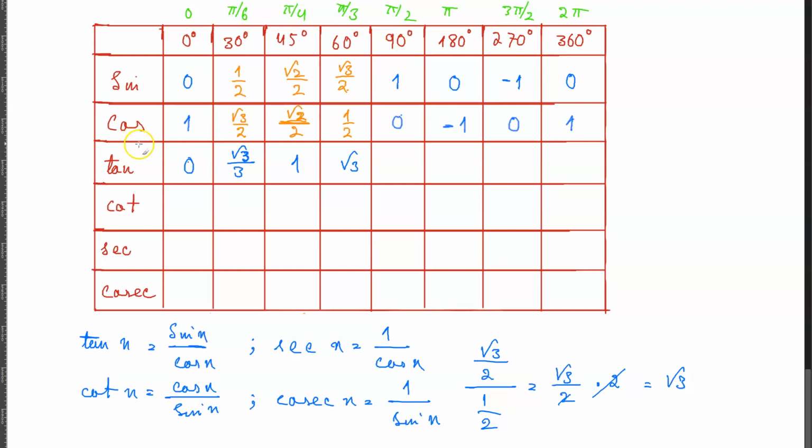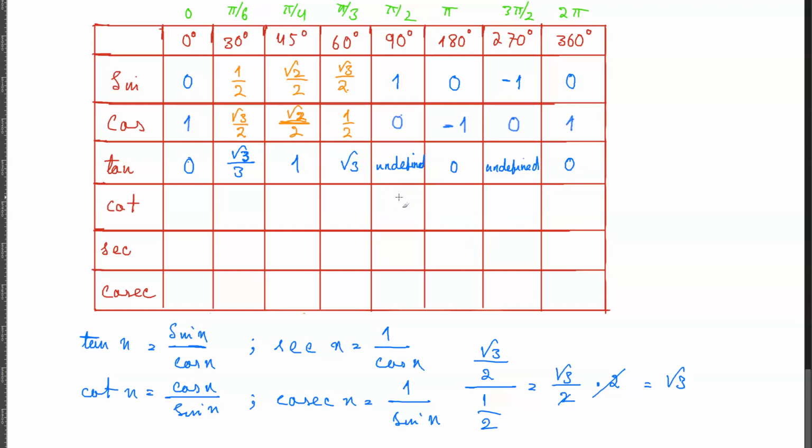Tan of 90 degrees, as you can see, is 1 divided by 0, which is undefined. Tan of 180 degrees is equal to 0 divided by -1, which is equal to 0. And tan of 270 degrees is -1 over 0, which is undefined. Tan of 360 degrees is 0 divided by 1, which is equal to 0.